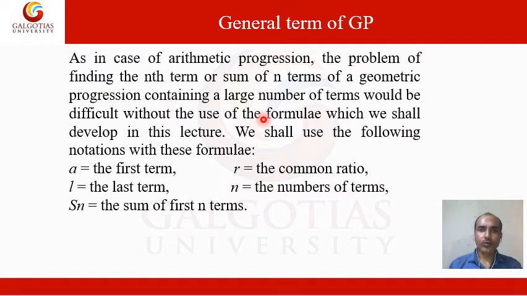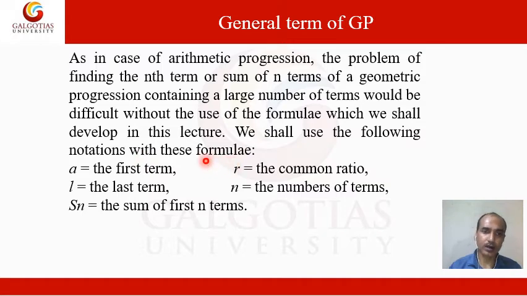Now we will discuss the general term of a GP, or the nth term of a GP. As in the case of arithmetic progression, the problem of finding the nth term or sum of n terms of a geometric progression containing a large number of terms would be difficult without the use of formulae, which we shall develop in this lecture. We shall use the following notations with these formulae.